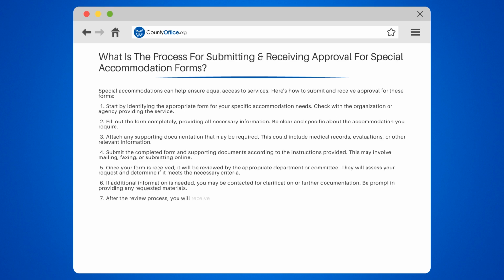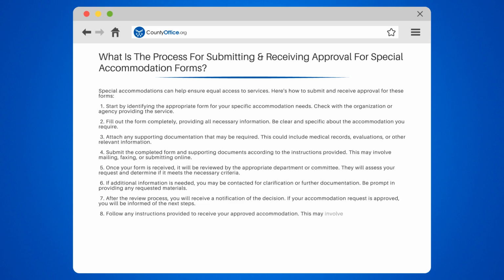7. After the review process, you will receive a notification of the decision. If your accommodation request is approved, you will be informed of the next steps. 8. Follow any instructions provided to receive your approved accommodation. This may involve scheduling appointments, making arrangements, or completing additional paperwork.